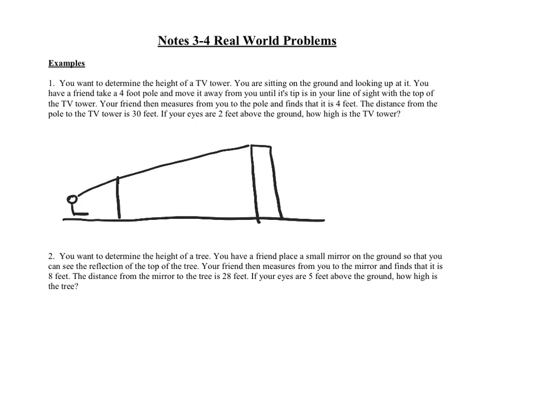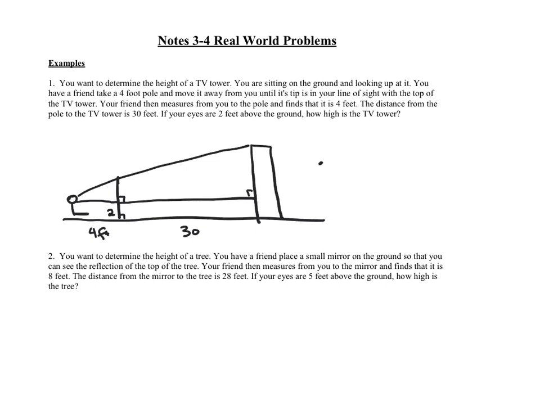Your friend measures from you to the pole and discovers that it's 4 feet. And the distance from the pole to the tower is 30 feet. Your eyes are 2 feet above the ground, and we want to know how high the TV tower is. Well, we know that's a right angle, we know that's a right angle, we know that's a right angle. All right, so we've got two similar triangles.